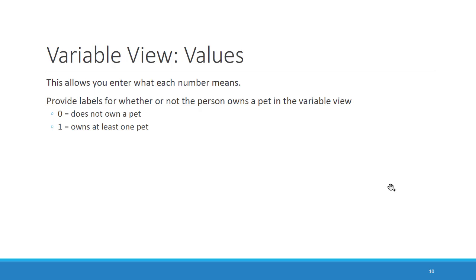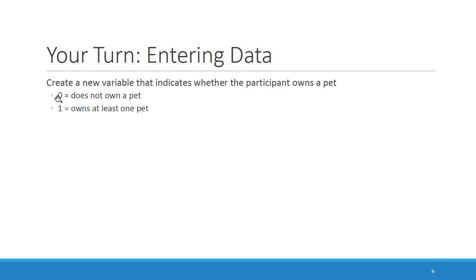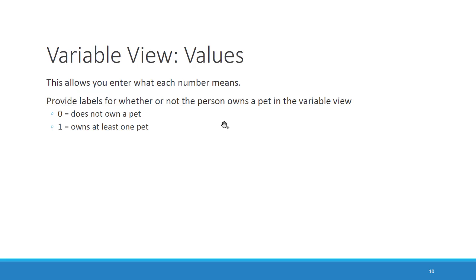All right, so let's talk now about values. In the variable view, the values, like I said just a minute ago, tell you what each number means. We might not remember, for instance, that we had said 0 is does not own a pet and 1 is owns at least one pet. So we need to make sure that we document that in SPSS and provide that label for it in the variable view. I'm going to show you in the next 2 slides how to go about doing this, and then I'll demonstrate it in the SPSS file for you.